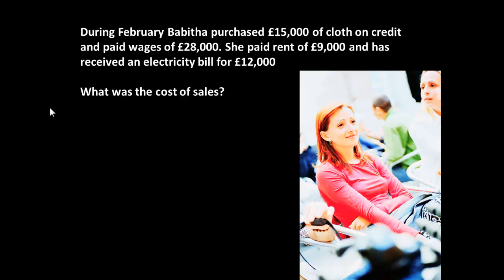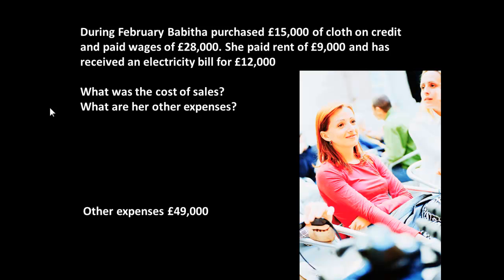Right, during February, Babitha purchased £15,000 worth of cloth on credit, paid wages of £28,000, paid rent of £9,000, and receives an electricity bill of £12,000. So what was the cost of the sales, and what are her other expenses? Well, her other expenses, we don't count the cost of the cloth now, we just look at the wages, the rent, and the electricity bill, and they should come to £49,000.